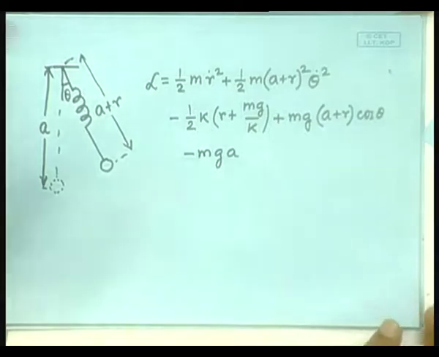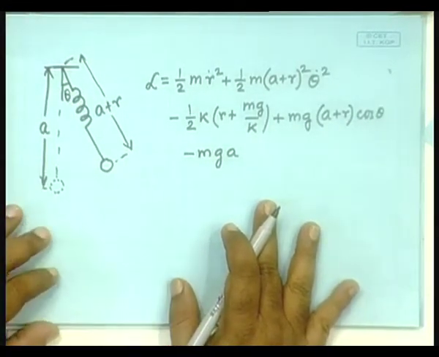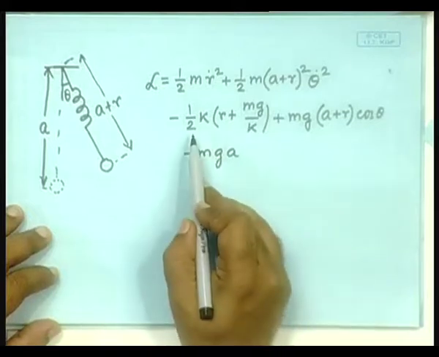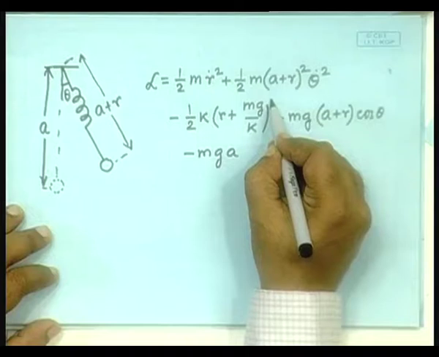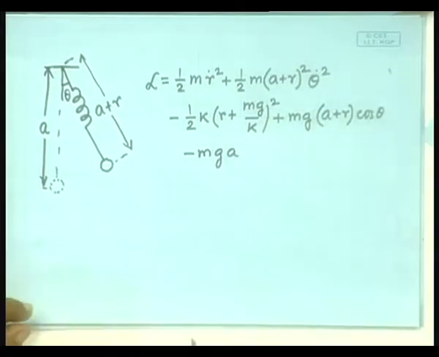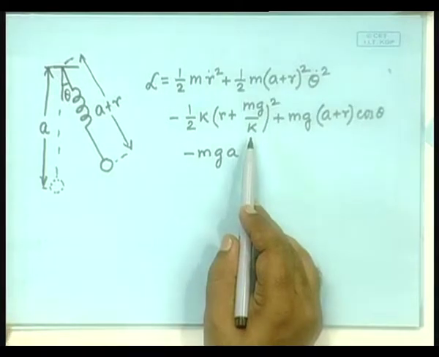That is what. Just check. So the third term will be r plus mg by k whole square. Third term, r plus mg by k whole square. This is a square. Fine.